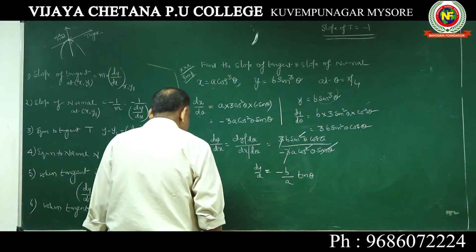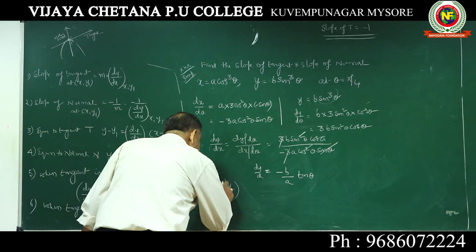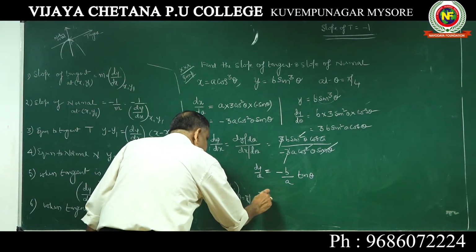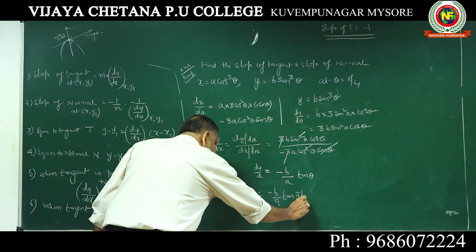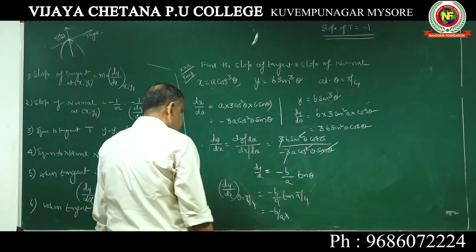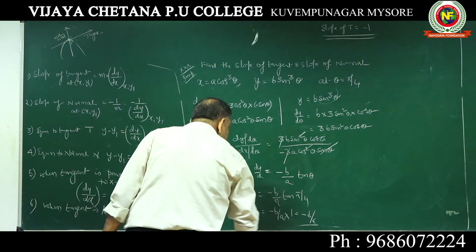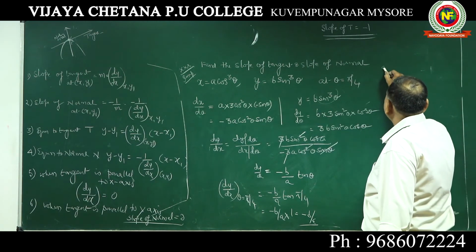Now find out dy by dx at theta is equal to pi by 4. At pi by 4 it is minus b by a tan pi by 4, or minus b by a into 1 by tan 45, which is minus b by a. This is your slope of tangent.